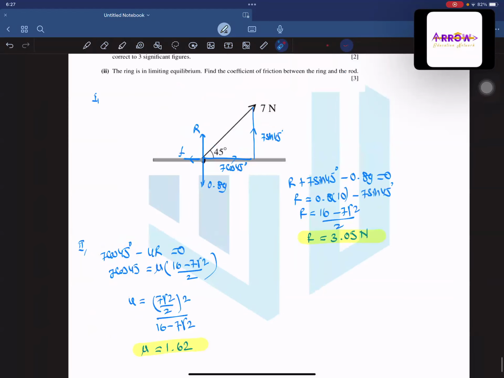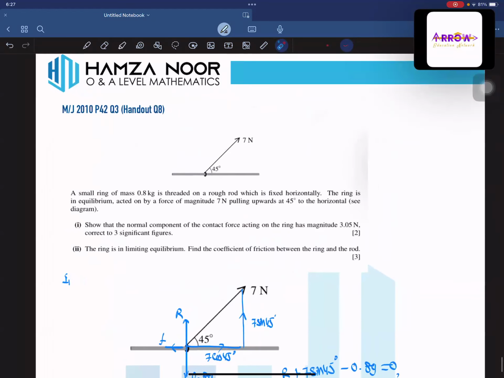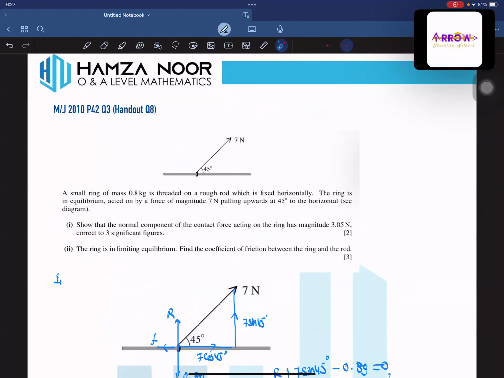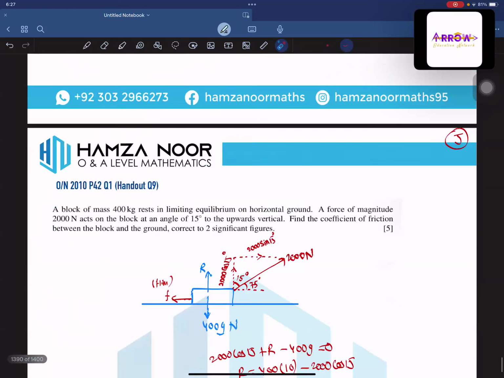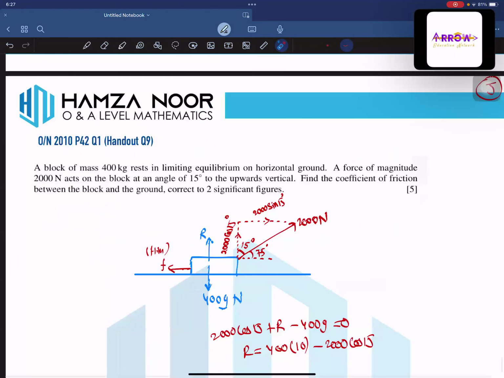As simple as that. So this was basically handout question number 8. All right. Now let's move on to the next question. Handout question number 9.